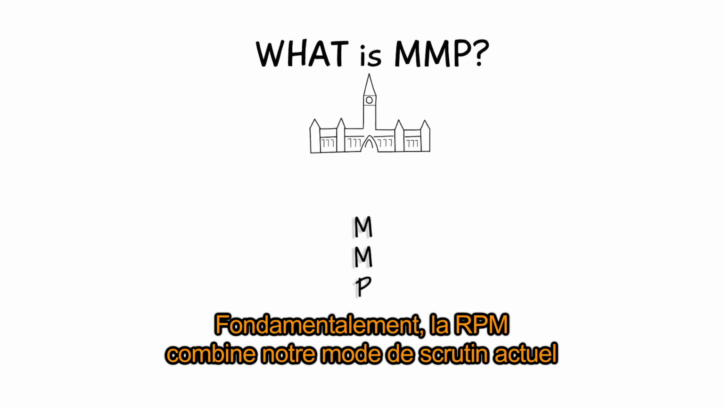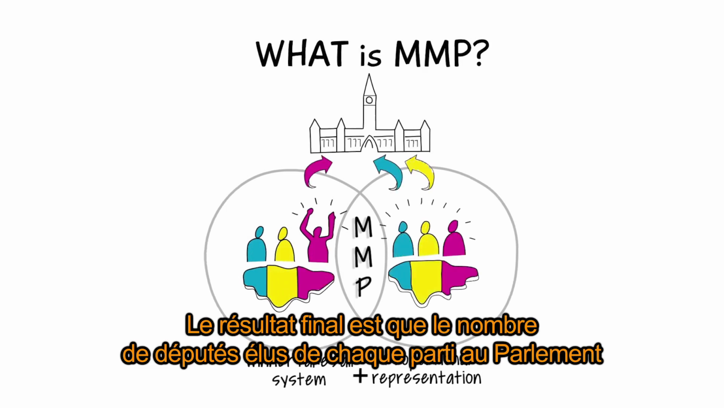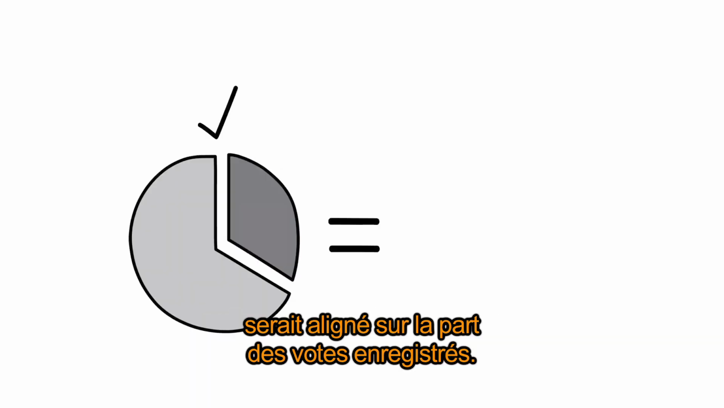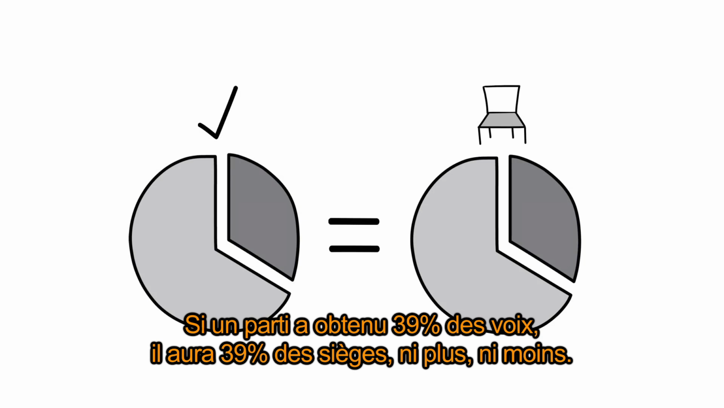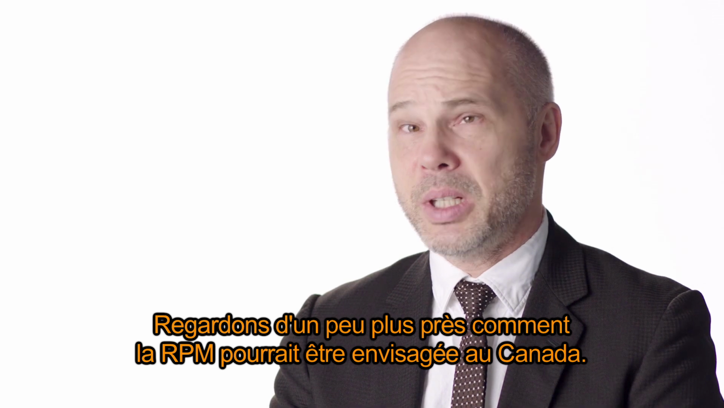Basically, MMP combines our existing single-member, winner-take-all voting system with an element of proportional representation. The end result of using an MMP voting system is that the number of MPs elected to Parliament will match the share of votes cast for the different parties. If voters cast 39% of the votes for one party, that party will gain 39% of the seats. No more, no less.